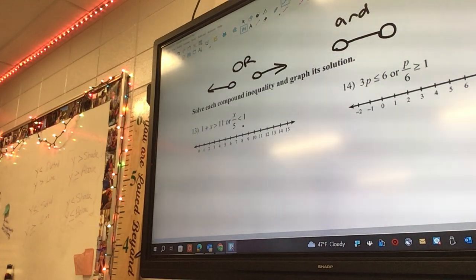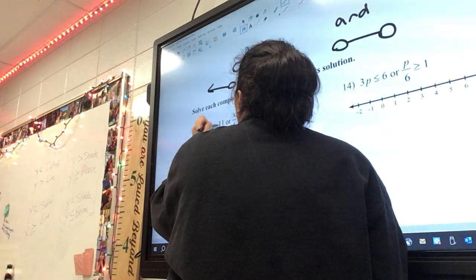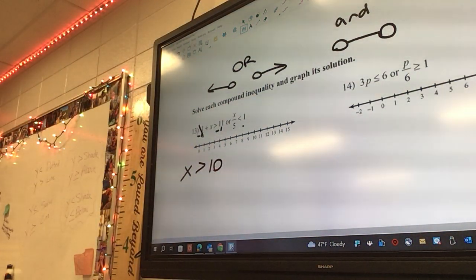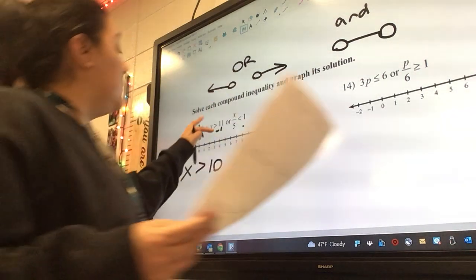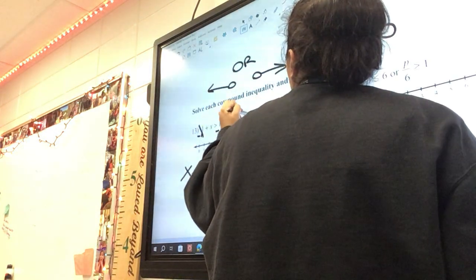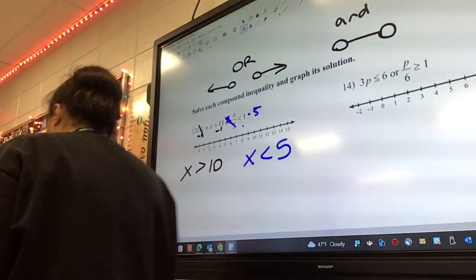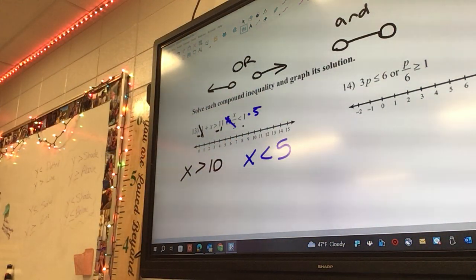So I got 1 plus x is greater than 11. What needs done to that one? Minus 1. So I'm going to get x greater than 10. And then for the second equation, I got x over 5 is less than 1. What needs done to that one? Times by 5. So we get x less than 5. Those are just two separate problems shoved onto one.